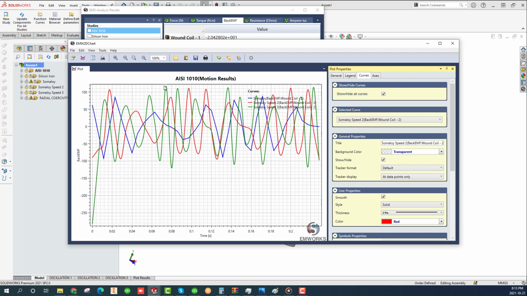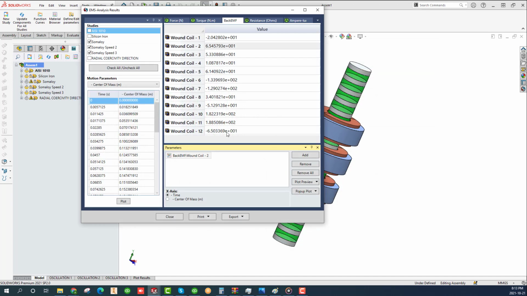From the plot, the maximum back EMF is around 93, 109, and 120 volts for speeds 2, 3, and 4, respectively. Clearly, the higher the speed, the higher is the back EMF.